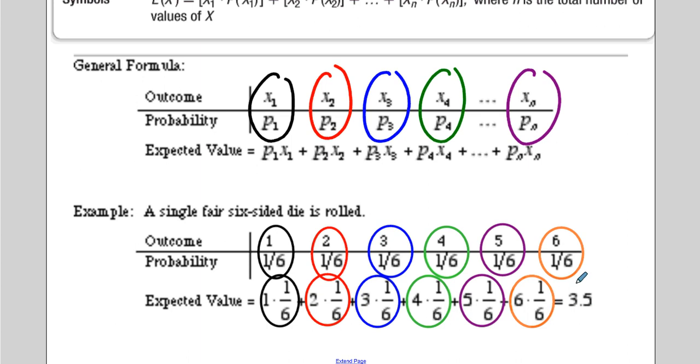Note that that's not actually possible. It's just the average roll. The average does not actually have to be possible. Like the average number of kids in the US might be 2.1. You can't have 0.1 of a kid, but it's the average.